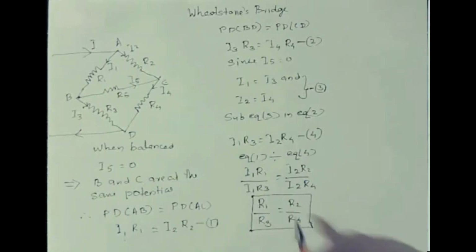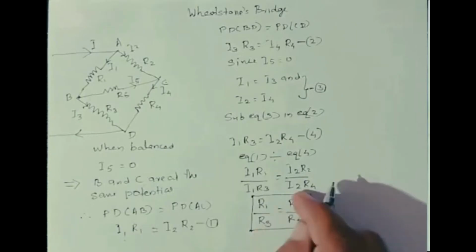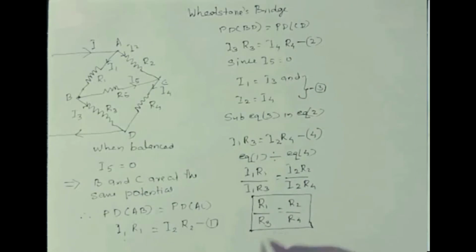You can actually interchange these two things. If you take R2 to this side and R3 to the other side, you may write the same thing: R1 over R2 is equal to R3 over R4. This is also the same balancing condition.